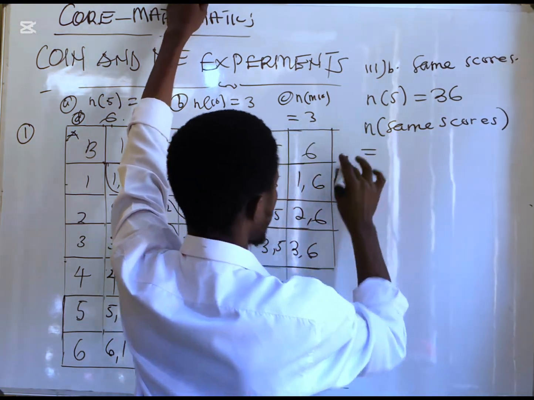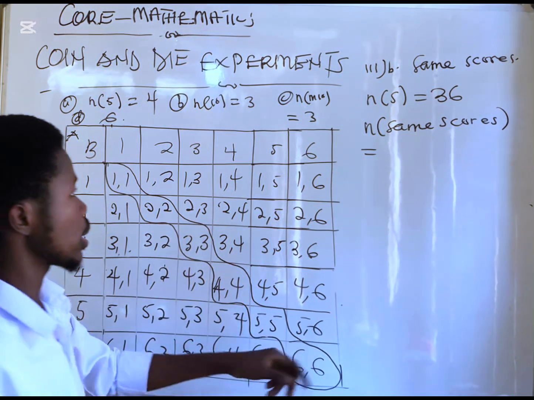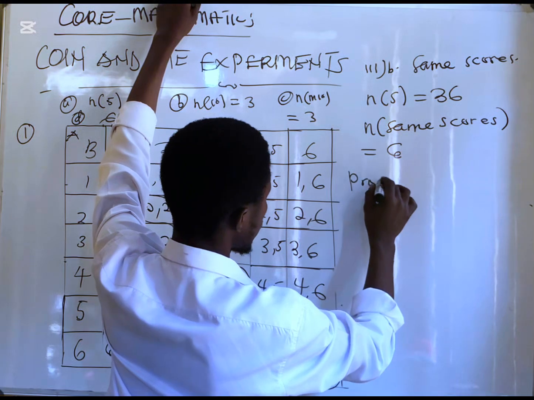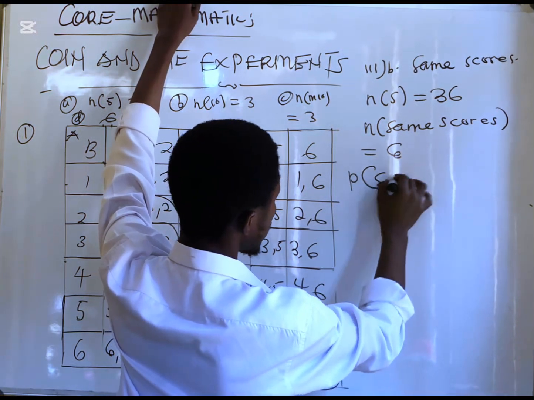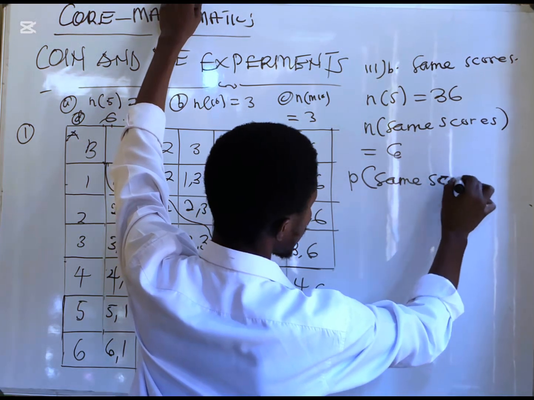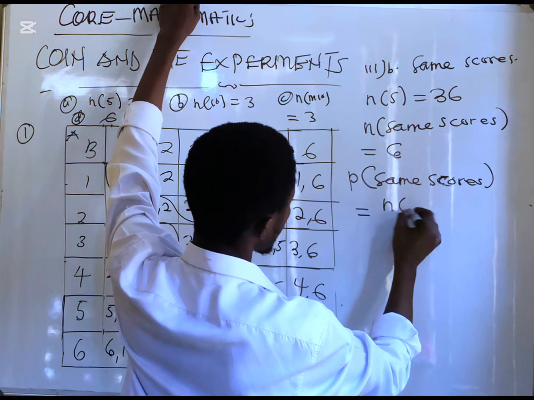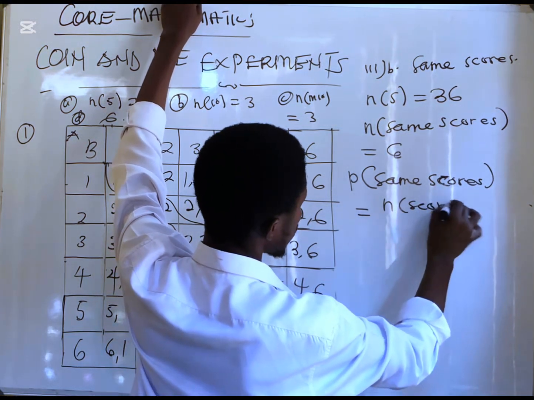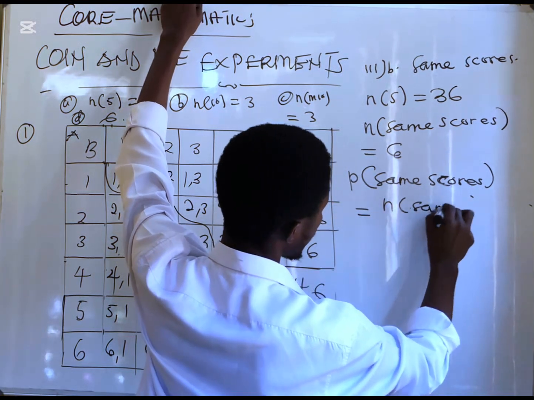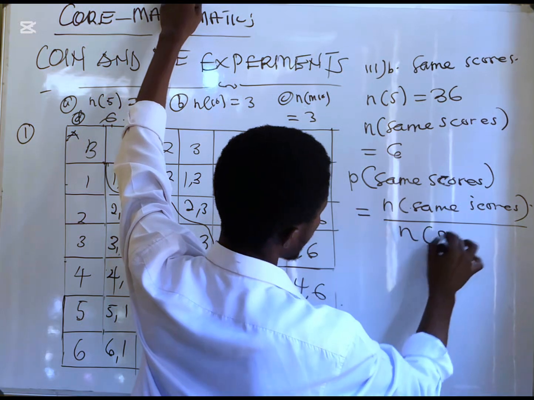And that one is how many? There are 6. 1, 2, 3, 4, 5, 6. So there are 6. So now if I want the probability of getting the same scores, that is going to be the number of events of getting the same scores over the number of sample space.